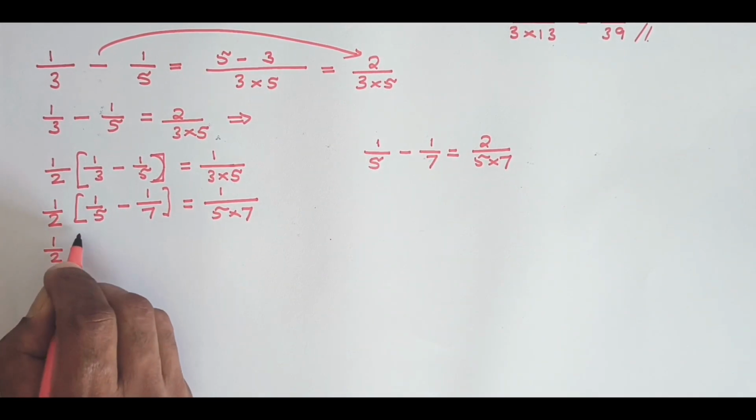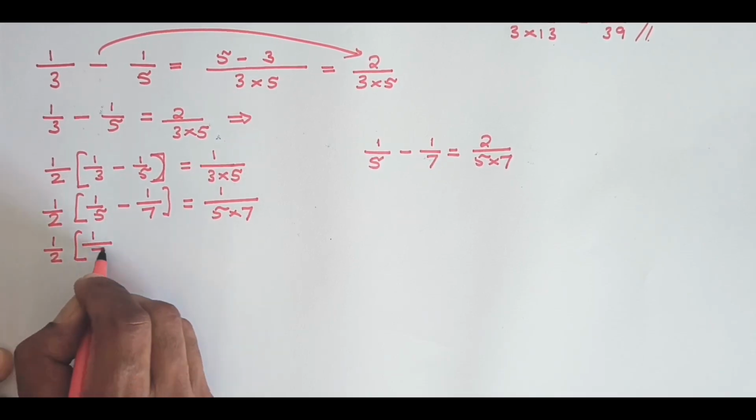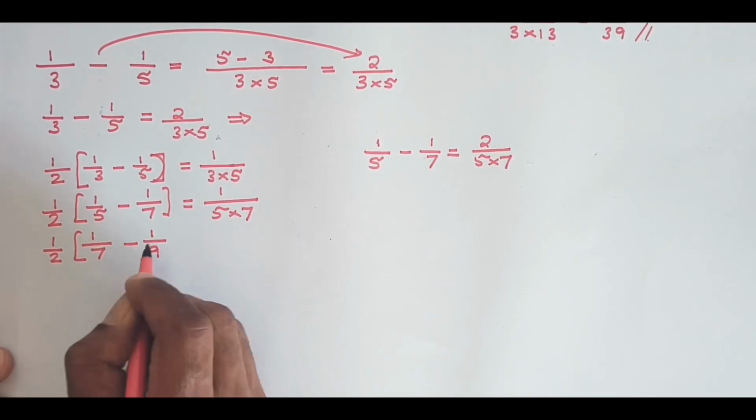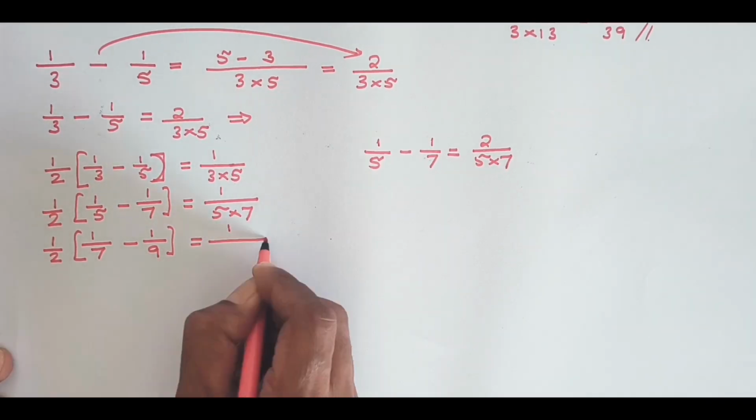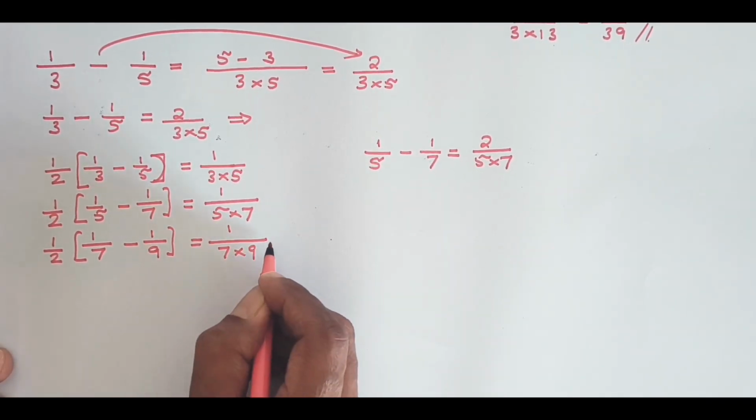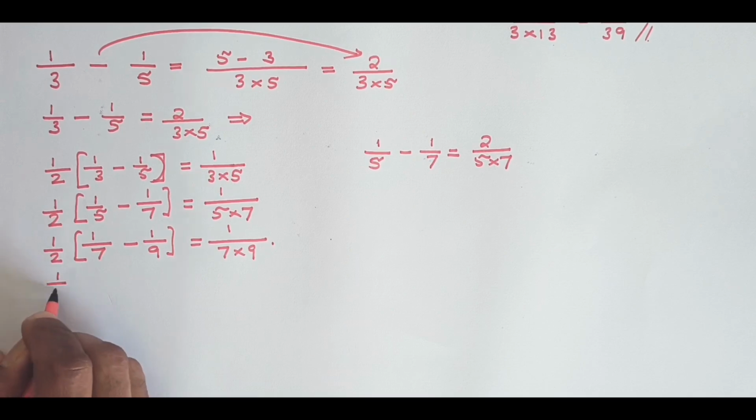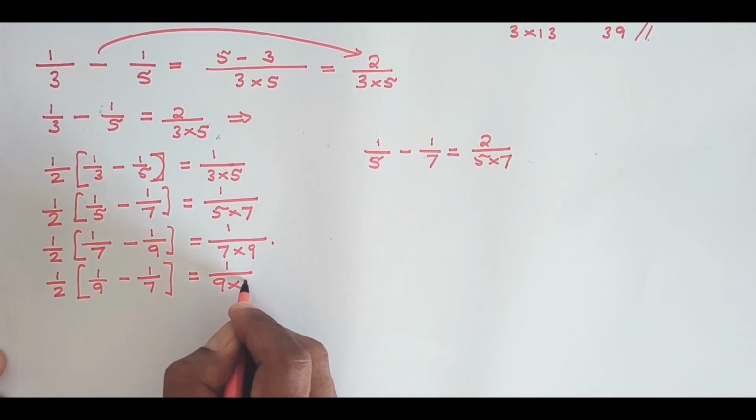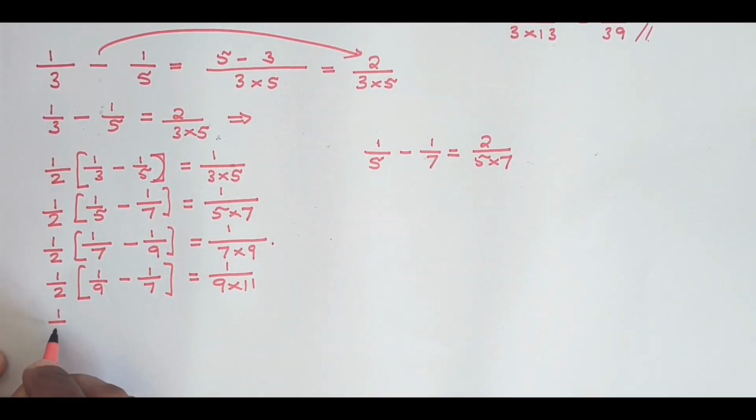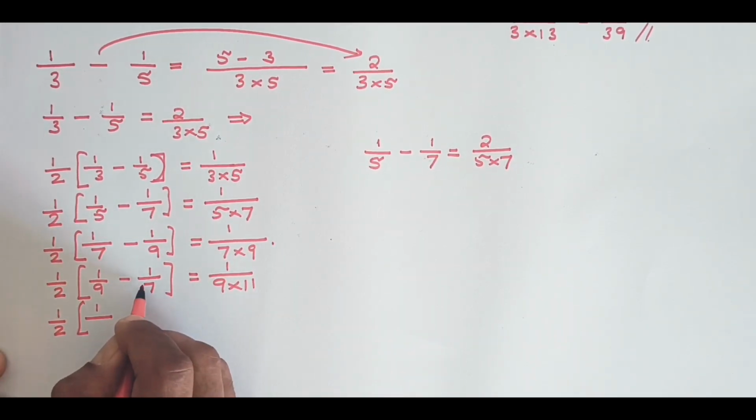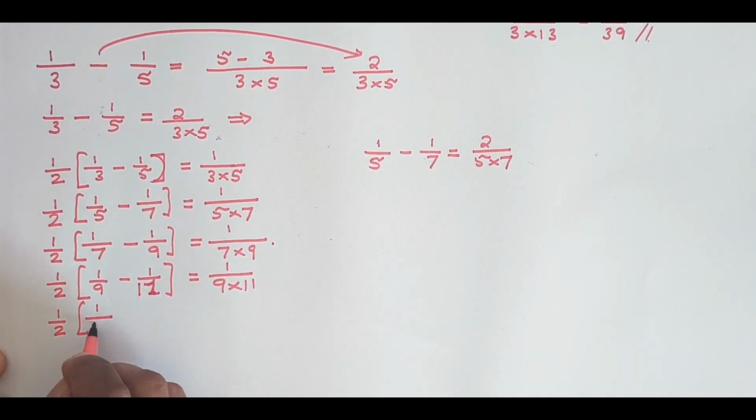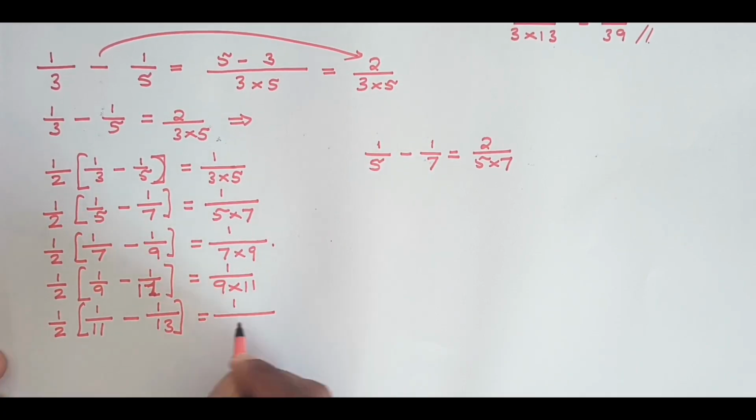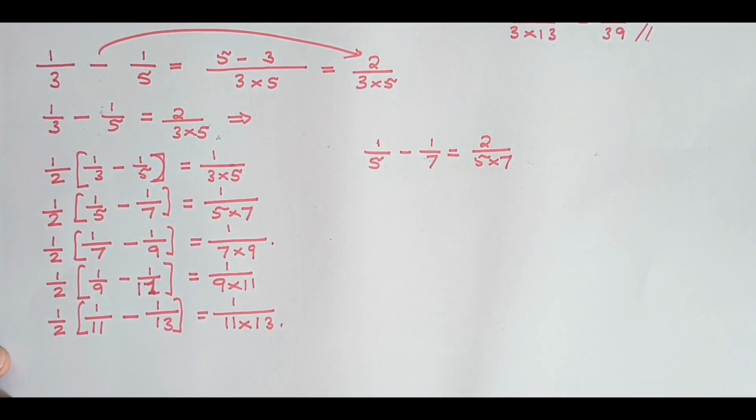So the third term on splitting, you have 1 over 7 minus 1 over 9 equals 1 divided by 7 multiplied by 9. And the fourth term, 1 over 9 minus 1 over 11 equals 1 over 9 multiplied by 11. And the last term will be 1 over 11 minus 1 over 13 equals 1 over 11 multiplied by 13.